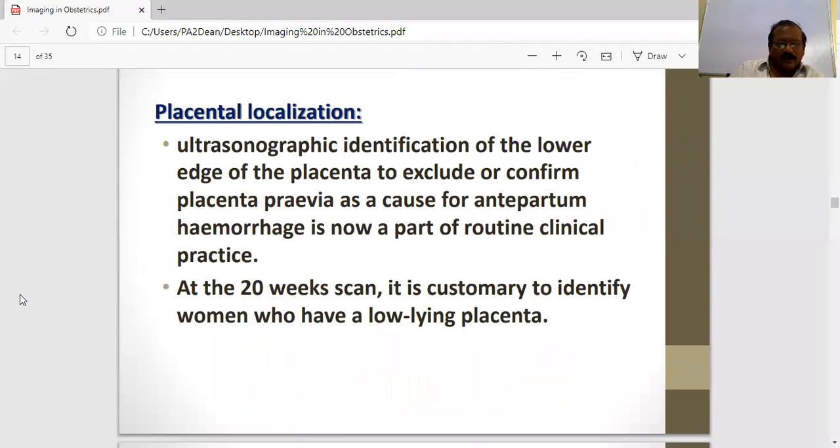Placental localization: ultrasonic identification of the lower edge of the placenta to exclude or confirm placenta previa as a cause of antepartum hemorrhage is now a part of routine clinical practice. In the 20-week scan, it is customary to identify women that have a low-lying placenta.